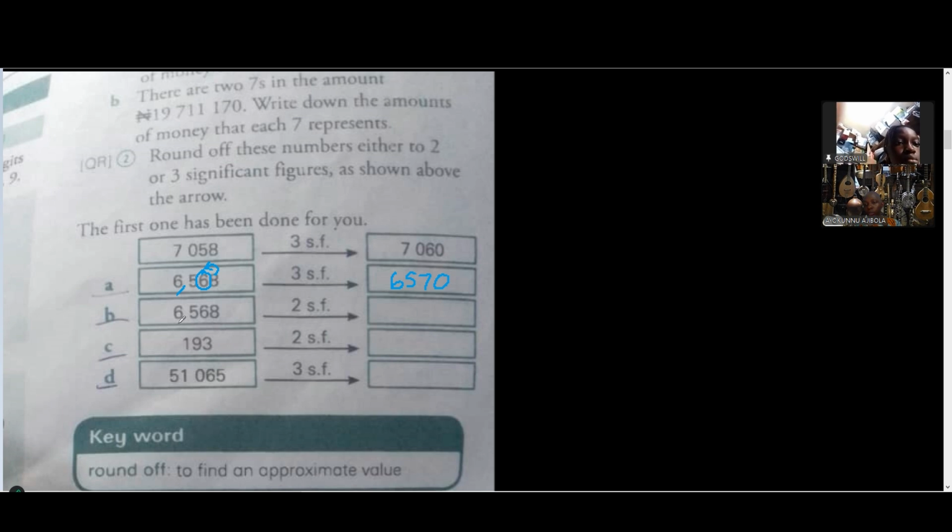Then this one to 2SF, that will be 6,600. That's nearest 100, okay?